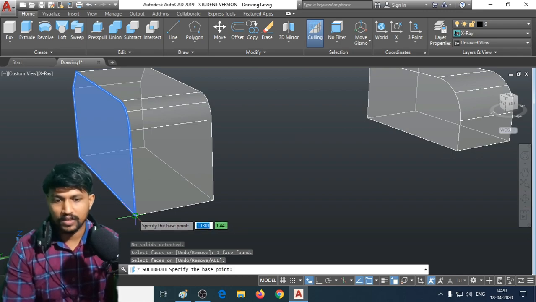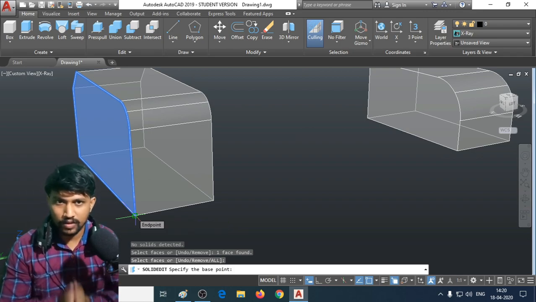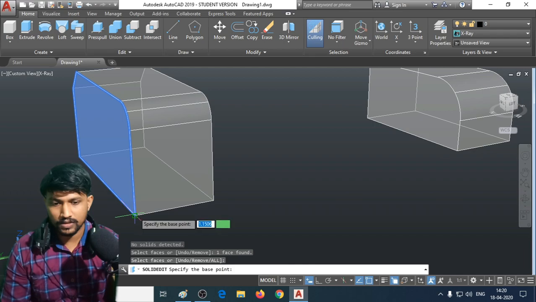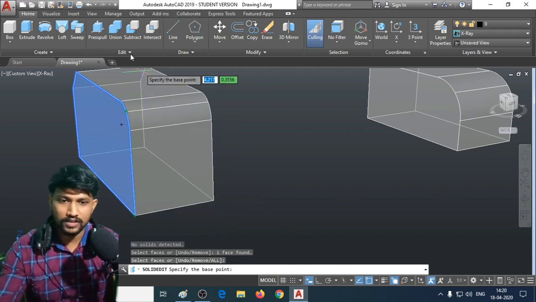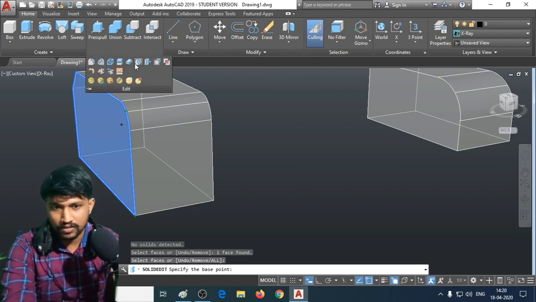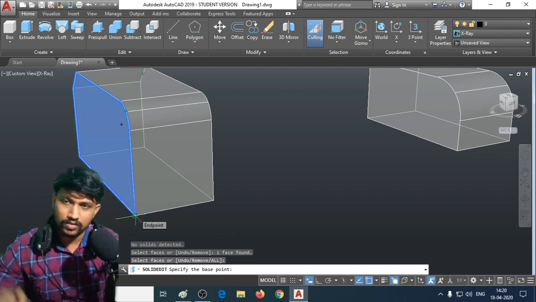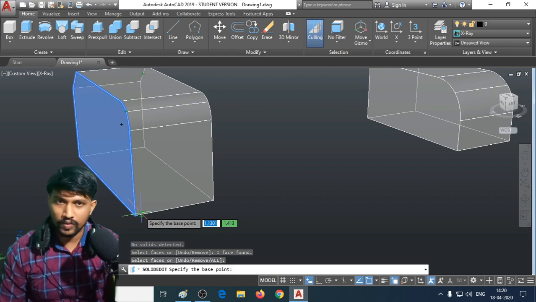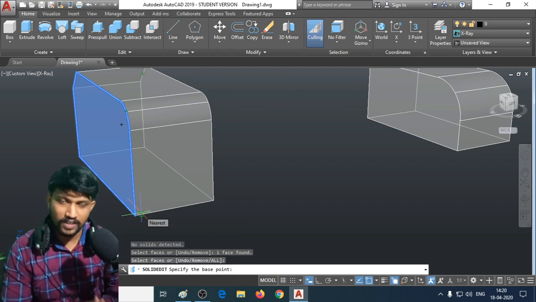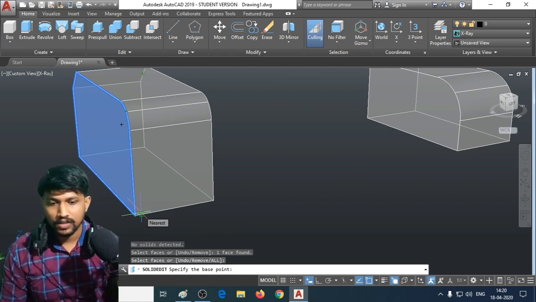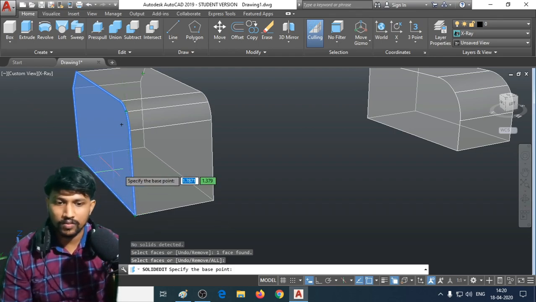specify the base point. Remember, about this particular base point alone, inclination will be there, which means suppose if I select this particular edge here, we have to select two different points. In case of this taper faces, we have to select two different points. One is the base point and another one should be the line about which the taper face has to be created.